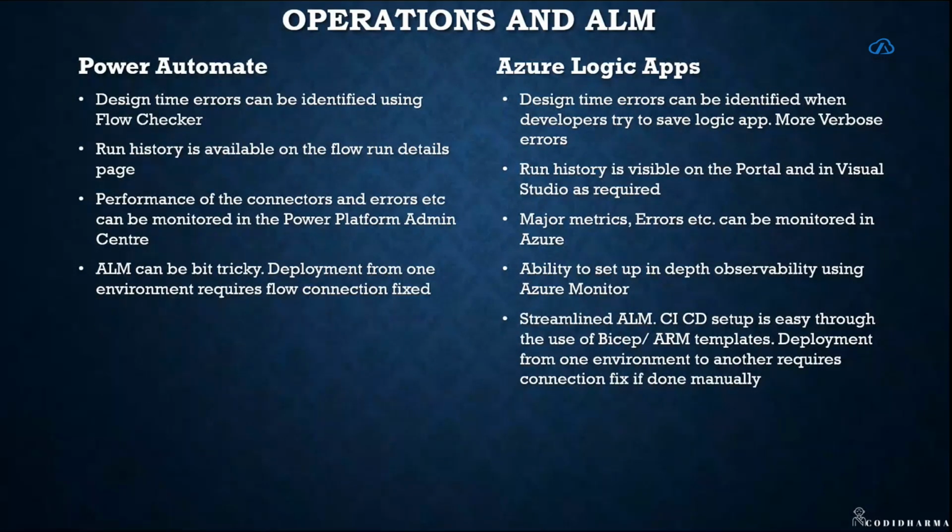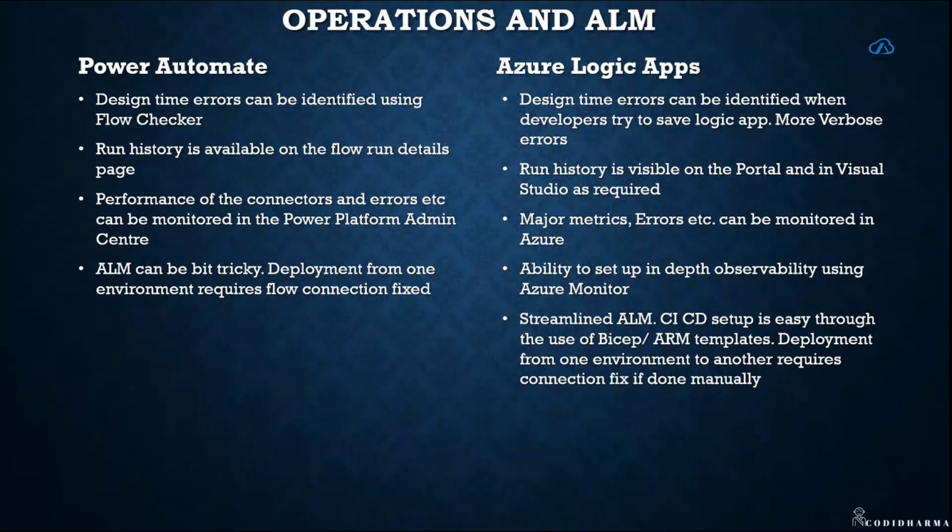Now let's quickly talk about operations and ALM. So your Power Automate, as I said, the design time errors can be identified using flow checker. Now the Power Automate run history is available on the flow run details page, wherein you can see the last 30-40 entries. I don't recall the exact number, but you see the last n number of entries, and you can select each entry and then go see what details the flow processed, or if it failed, why it failed.